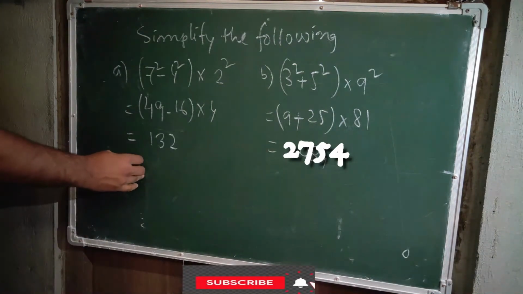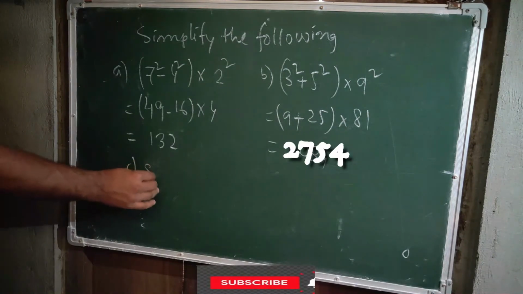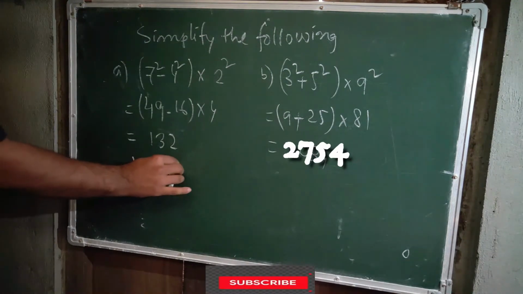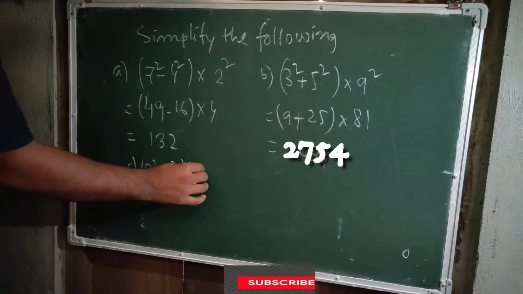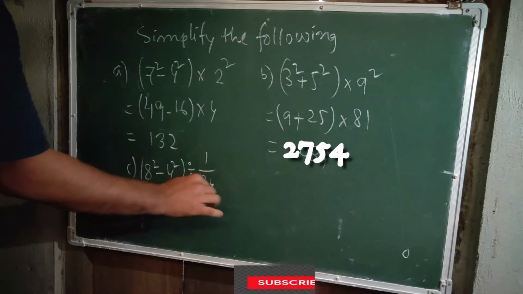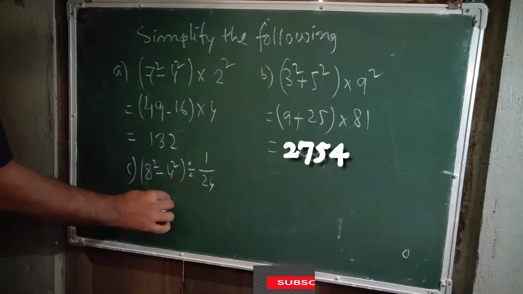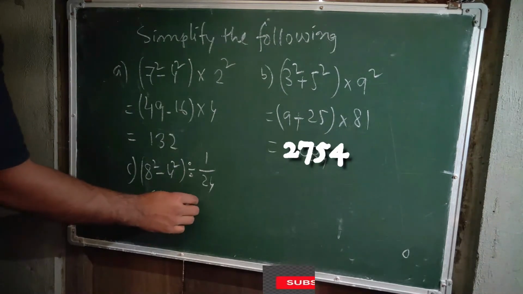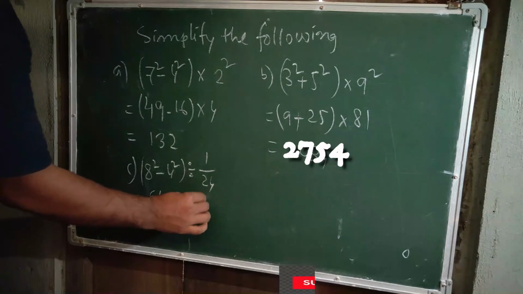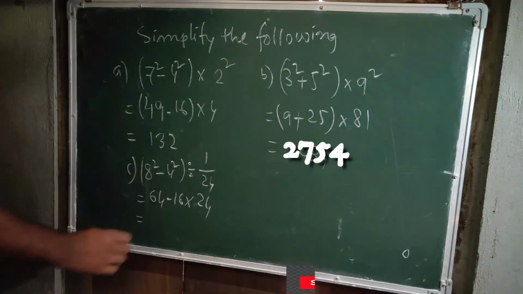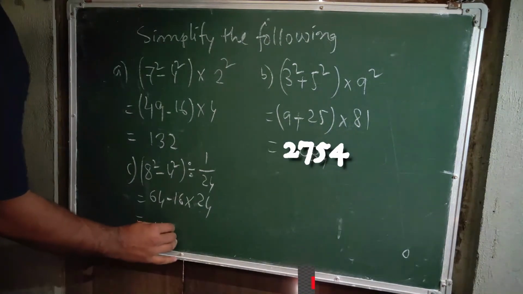Again, C number. C number is 8 square minus 4 square whole divided by 24. So this is 64 minus 16. This one divided, it will become what? 24. So answer will get what? 1152.